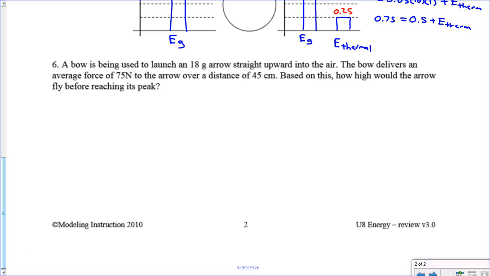And so what we've got then is we've got work on one side. All right, the work that the bow is going to do on the arrow is equal to the energy that the arrow receives, which is going to be used to get it to a high height. So we're going to say work equals final gravitational energy. The work that that bow does on the arrow is all going to be put into making it achieve this highest height. So force times distance equals mgh.